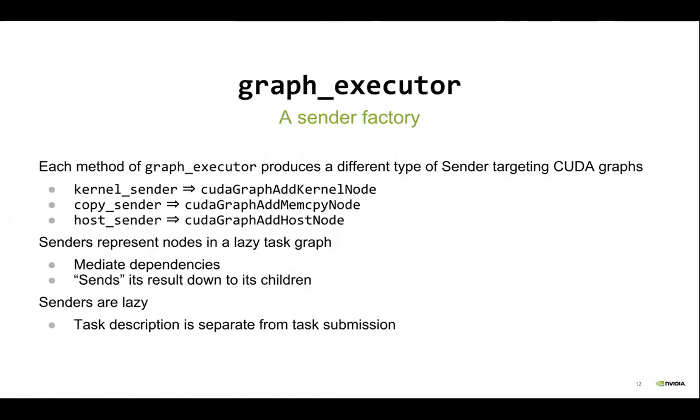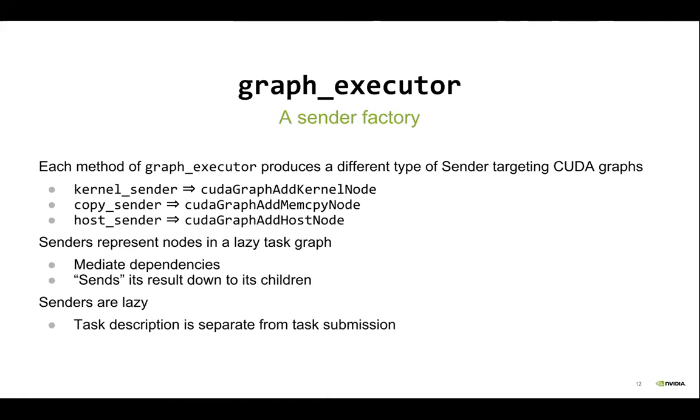And similarly, the copy and host senders add memcopy and host nodes that tell CUDA Graphs to execute a function on the host. So we have this zoo of sender types that basically target different types of nodes in the graph. And you can imagine as different node types are introduced to CUDA Graphs, we can just target them through introducing a corresponding type of sender, because they just represent nodes in a task graph.